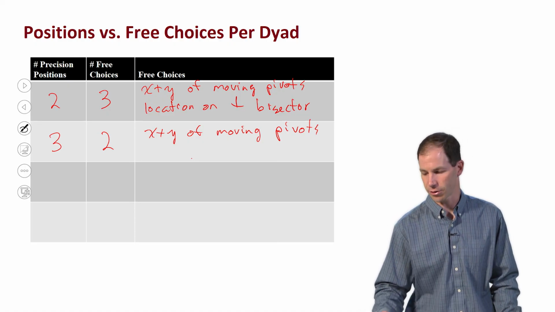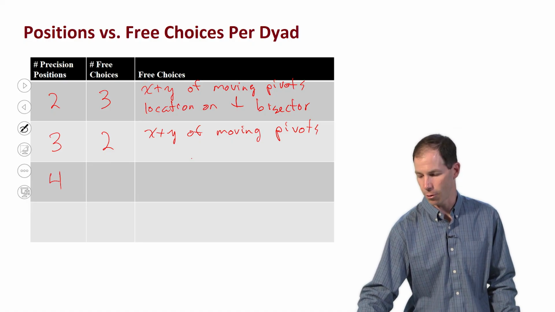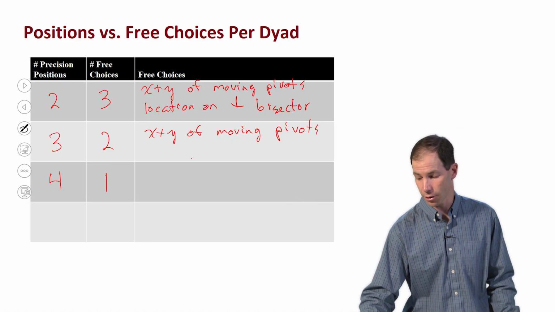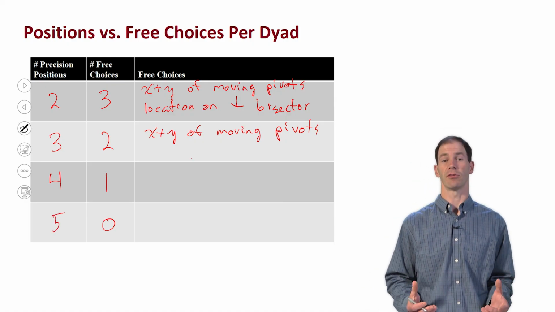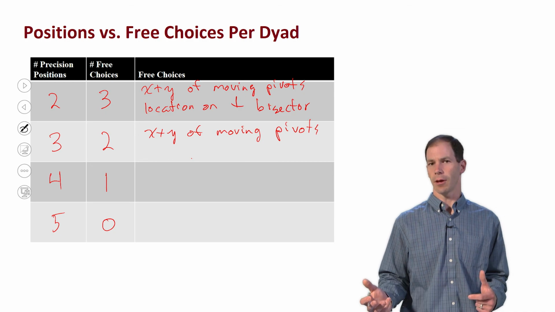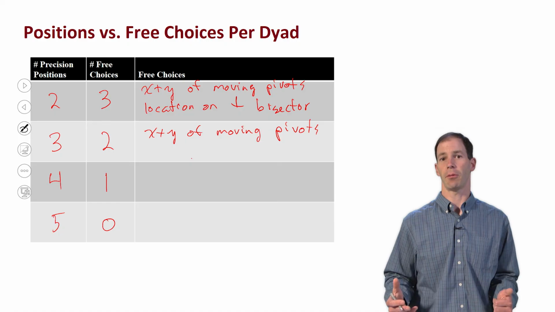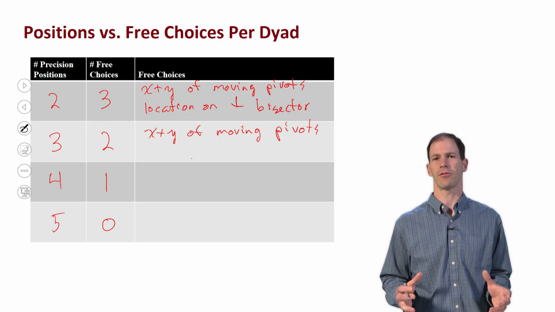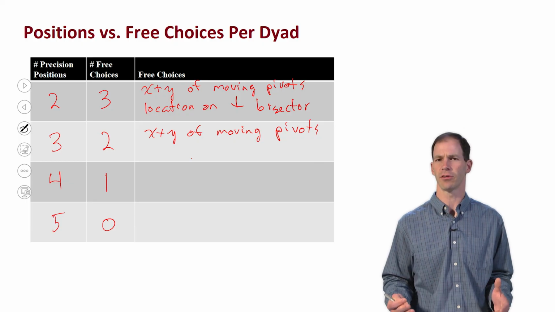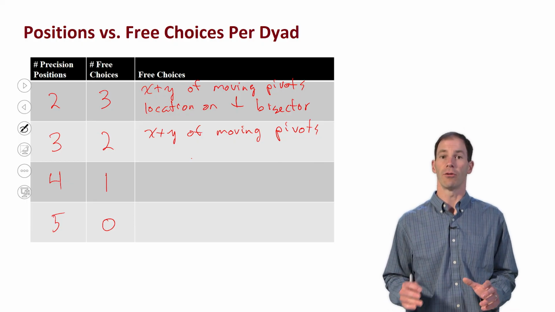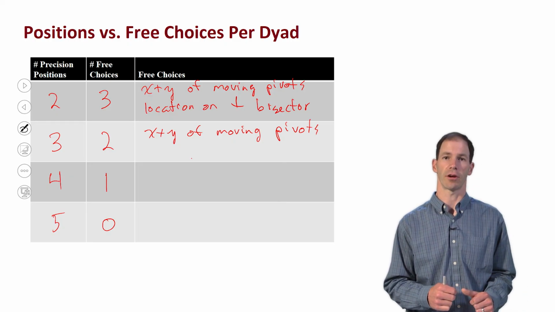Now you can see where this is going. If I added a fourth precision position, I'm going to drop my free choices to 1, and eventually I could go to 5 precision positions and have no free choices to make, but I could have a solution. But the approach that I used here is not conducive to going to 4 or 5 positions, and we're going to find that graphical synthesis is very difficult to do for 4 or 5 positions. There is a technique to do it for 4 positions, but it's really not worthwhile. So instead, we're going to tackle 4 and 5 positions later when we get to analytical synthesis techniques.